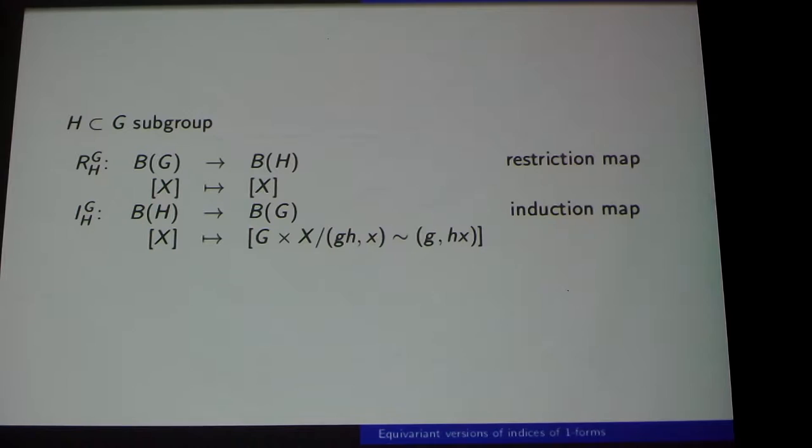The induction map goes the other way around. It goes from the Burnside ring of the smaller group to the Burnside ring of the bigger group. You map X to the Cartesian product G cross X, and you identify elements. So if an element is written (g h, x), where h is from H, then this is identified with the element (g, h x).